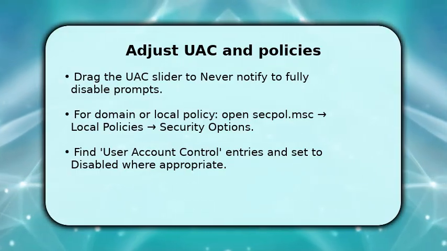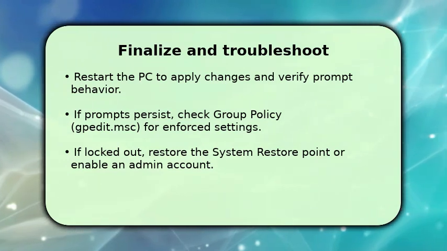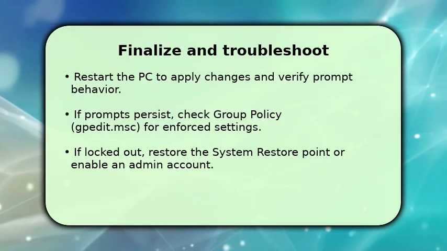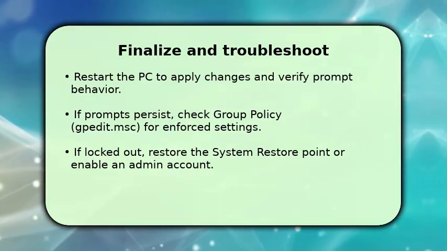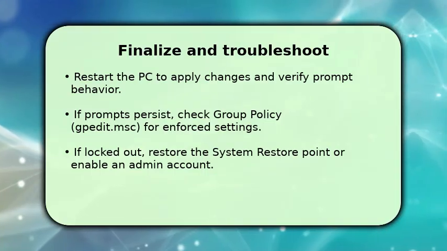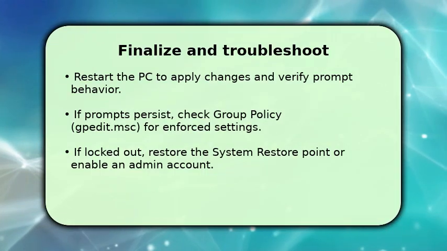Finish by restarting the computer and testing an action that formerly required consent so you confirm UAC changes took effect. If prompts still appear, check Group Policy Editor, gpedit.msc, for domain or local policies that override your settings, and adjust those entries or contact your administrator.